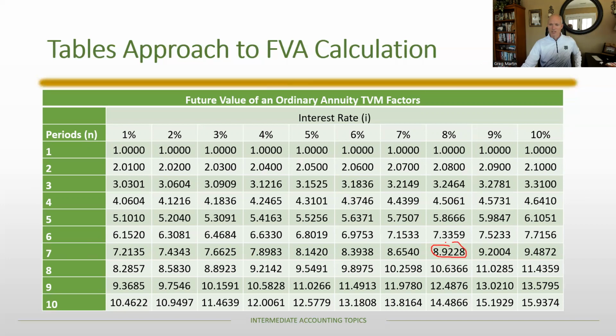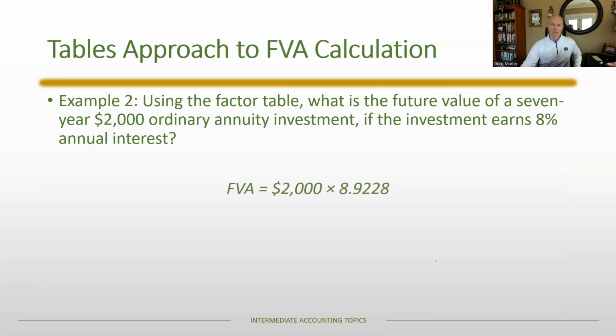And hopefully you have a sense of where that number came from. So our number is 8.9228. It's compounding, with more payments, and that's why the factor goes up. Compounding more periods, more payments, means the factor needs to go up. So the factor is 8.9228. We apply it to our annuity amount of $2,000, and we get $17,845.60. So that $2,000 will become $17,845.60 after 7 years of earning 8% annual interest. That's how we use a table.